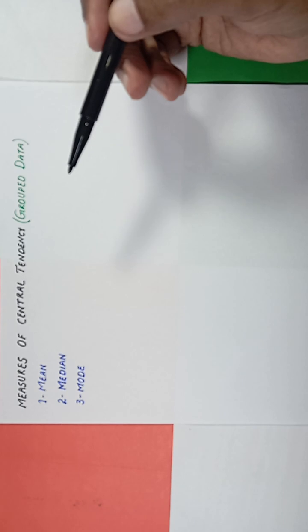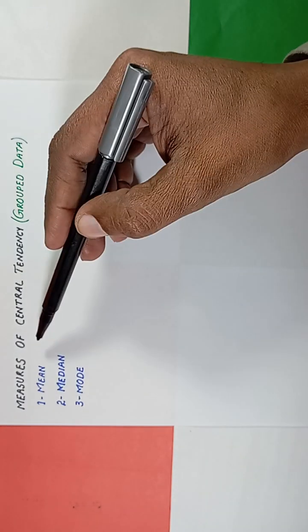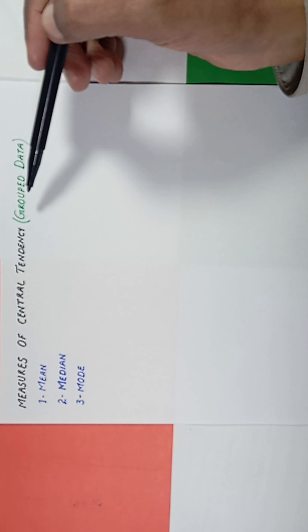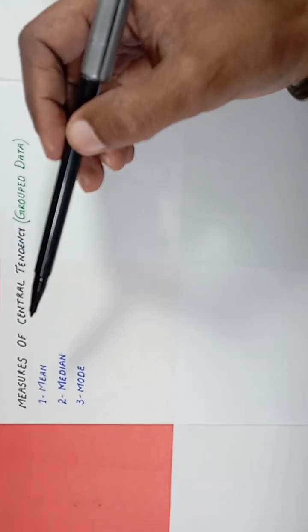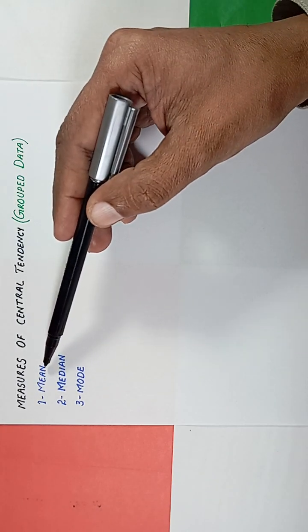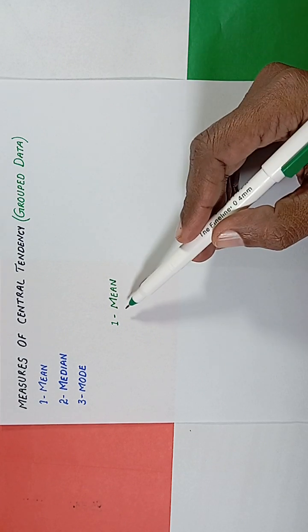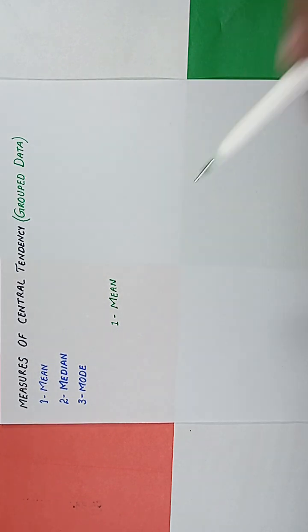Today we will discuss the measures of central tendency for grouped data. So we will find out the mean, median, and mode for the grouped data. So first we start with the mean. First we will find out the mean of grouped data.